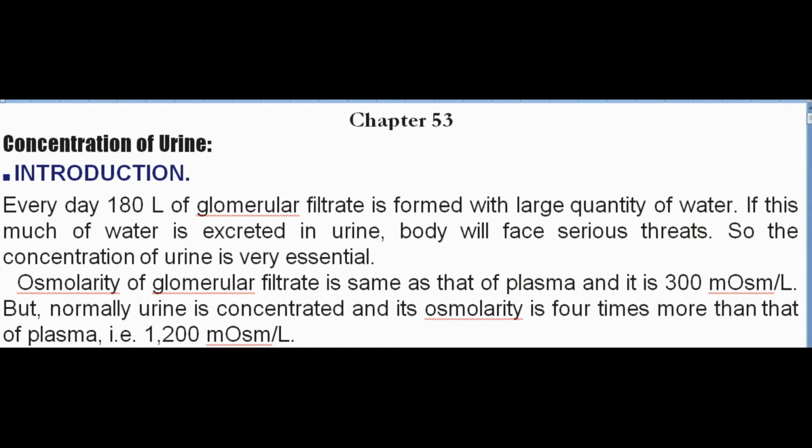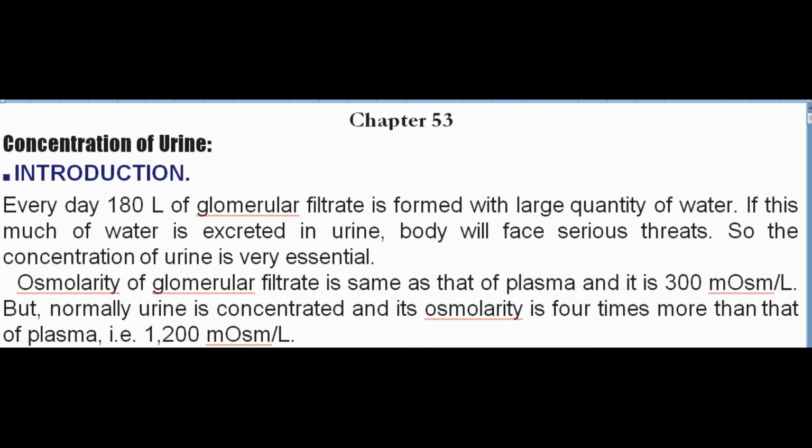Chapter 53: Concentration of Urine, Introduction. Every day 180 L of glomerular filtrate is formed with a large quantity of water. If this much water is excreted in urine, the body will face serious threats. So the concentration of urine is very essential.